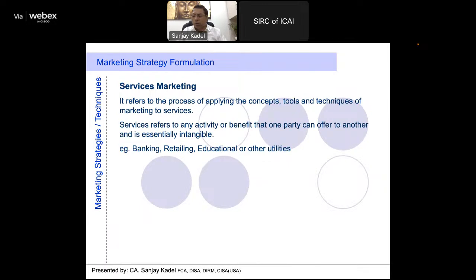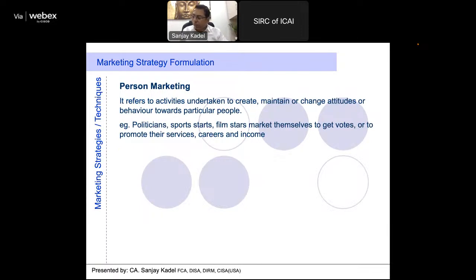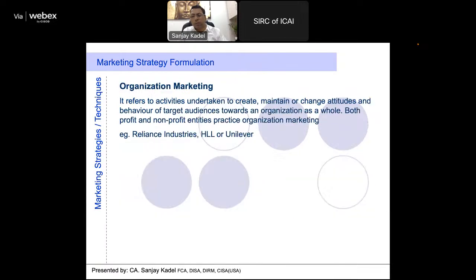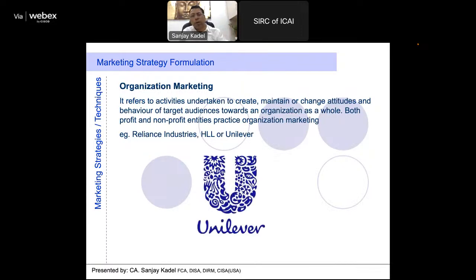Then services marketing. Services marketing is a concept of marketing which is applied to services. Generally, marketing means we talk about products, but even for services, marketing can be adopted. Then person marketing. When the subject matter of a marketing activity is a person, for example the politicians or the actors, then we call it person marketing. When the subject matter of the marketing activity is an organization, sometimes the companies don't market products or services, but they market themselves as a company, then we call it organization marketing.